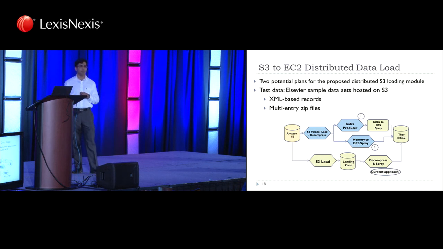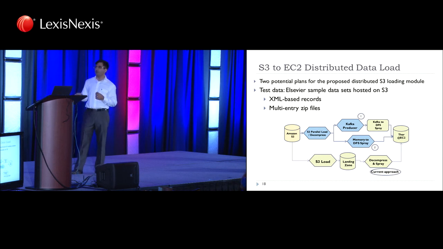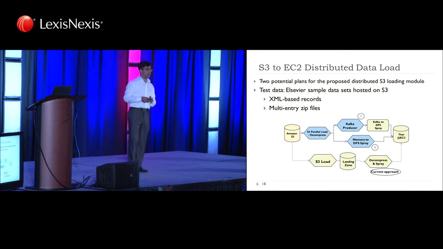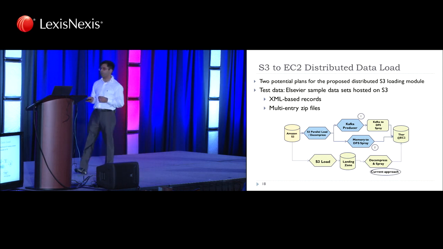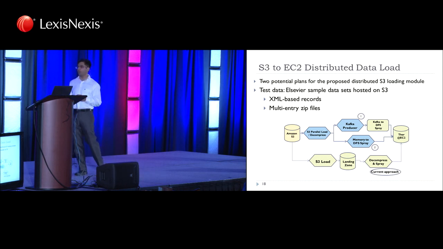That Thor cluster is residing on EC2 on AWS. The current approach that we are taking is to do a parallel load and on-the-fly decompression of the data, and then extraction of the records, and either direct them to a Kafka-based distributed file system sprayer that exists with the HPCC right now, or directly put them through a custom module to the Thor memory. At this point, we're currently working on approach 2, and then we'll go to approach 1 after that.